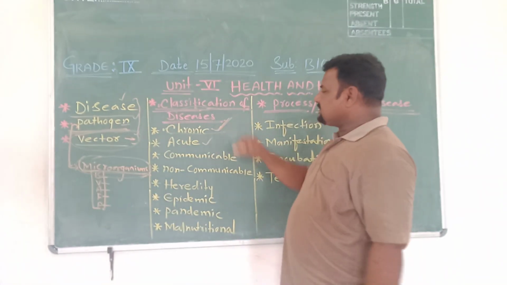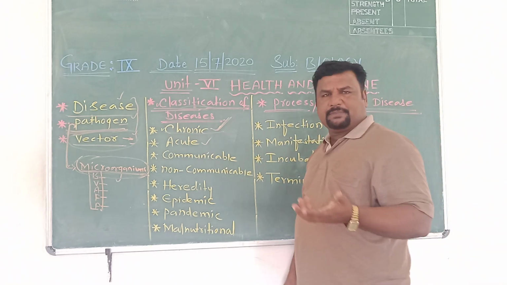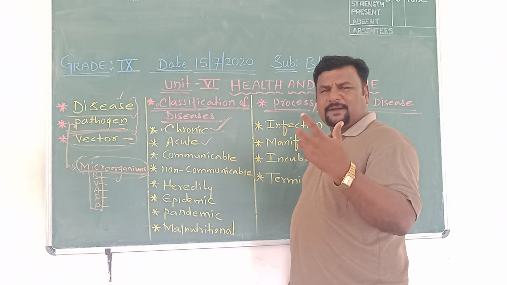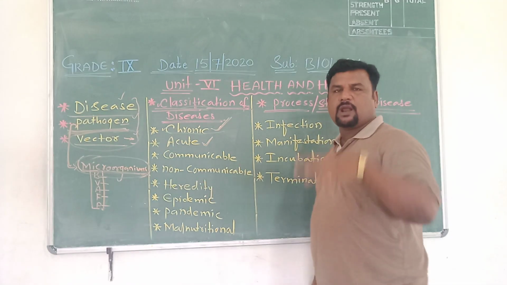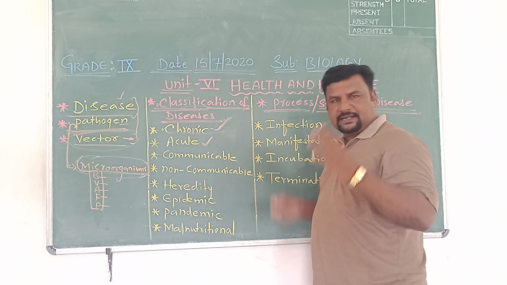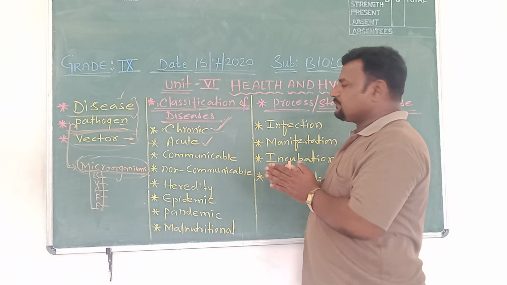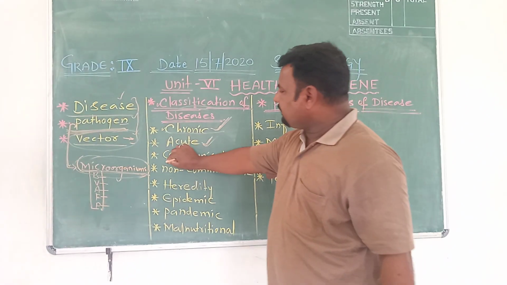Now, acute disease. What do you mean by acute disease? For example, body temperature, cold, cough, stomach ache. These come under this category. Acute infections or acute diseases are the diseases which remain in the body for a short span. They are called acute.